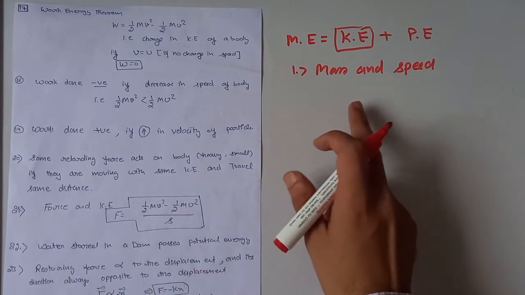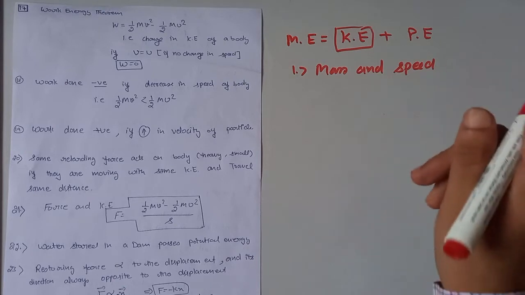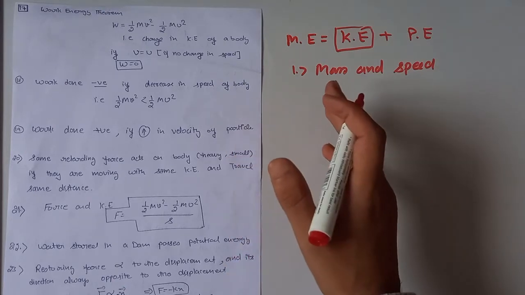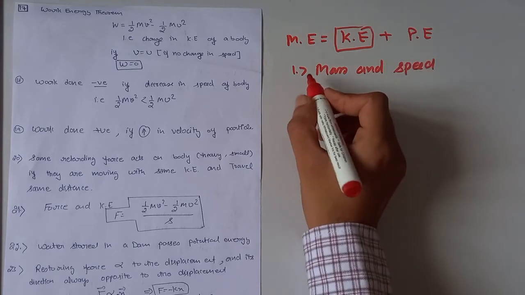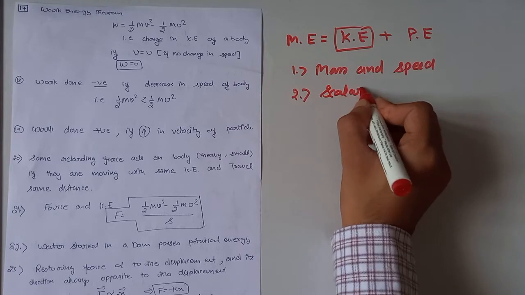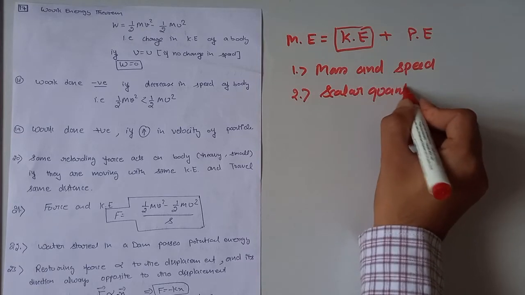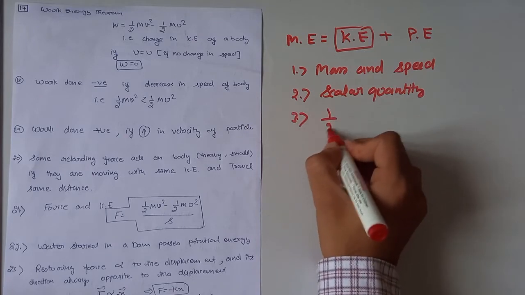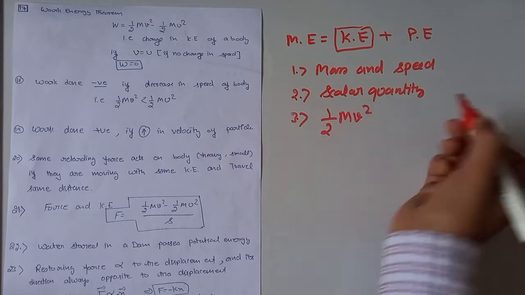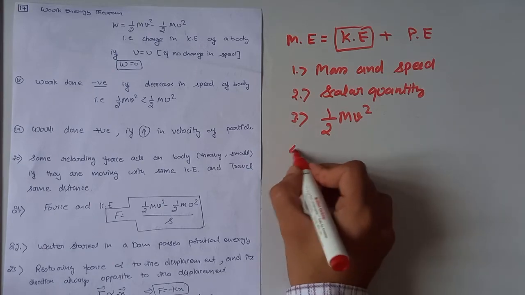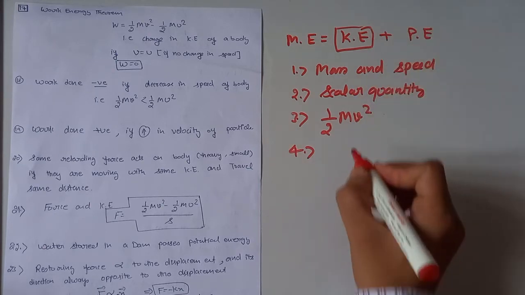Work done by the force to accelerate a body is equal to kinetic energy. Work done by any force which accelerates a body is equal to the kinetic energy of the body. And this kinetic energy is a scalar quantity. It is denoted by half of mv square, where m is the mass and v is the speed of the body.